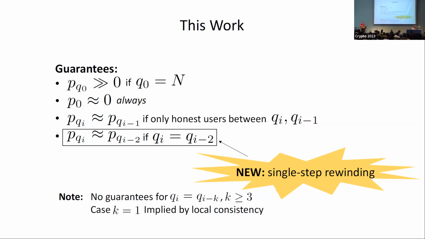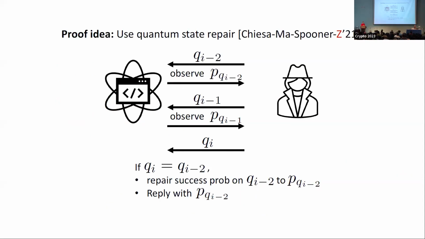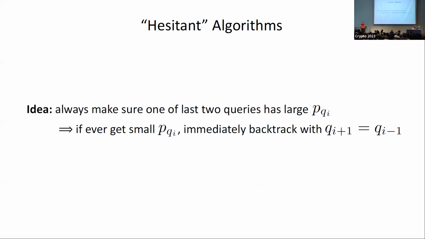And note, if you're looking at queries that are more than 2 apart, then there's still no guarantees. I won't really go into the proof. The proof uses these techniques called quantum state repair that we developed in a completely different context of rewinding for argument systems. But we were able to adapt those techniques to the setting of trader tracing to guarantee the single-step rewinding promise. Okay, so now the question is, how do we actually take advantage of this one extra property that we have?